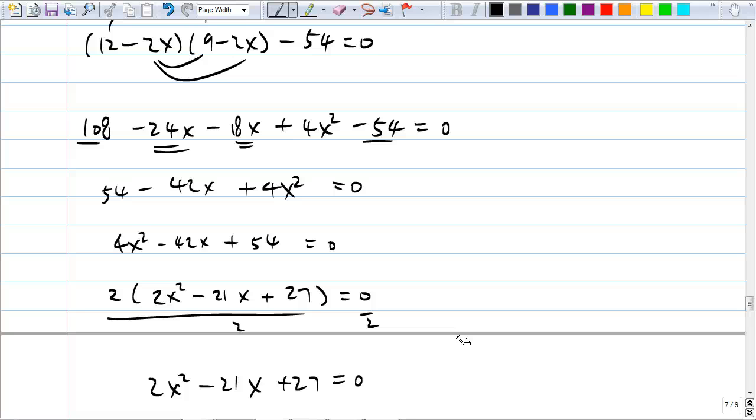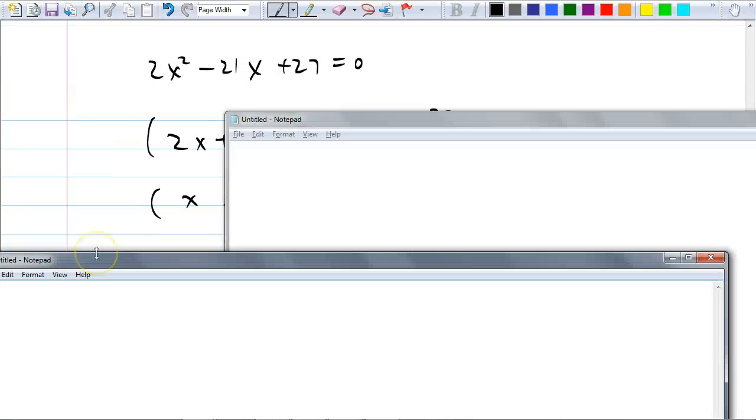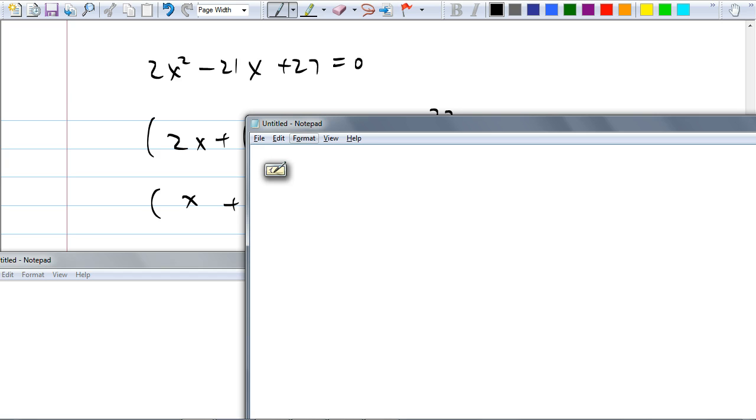So how many ways are there to get 2x squared when you multiply two binomials? 2x and x. And so how many ways are there for 27? 1 and 27, 3 and 9. That's it, right? Okay, so go ahead, everybody try. Everybody factor. So we know that we have to have 2x and x plus something, right? Now, for 27, you get 1 and 27 and what? 3 and 9.